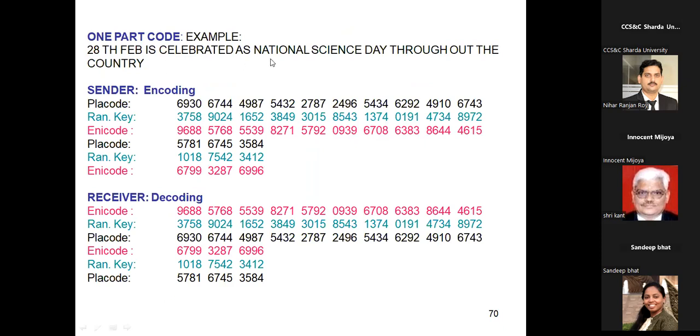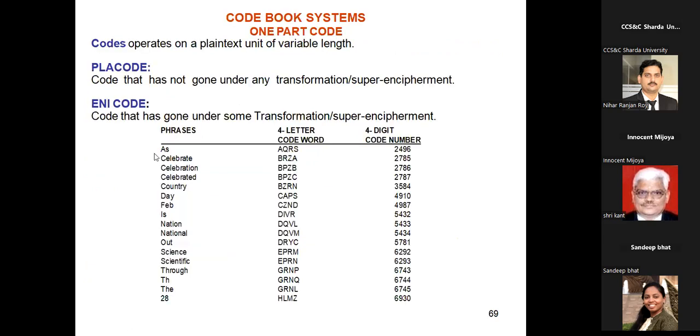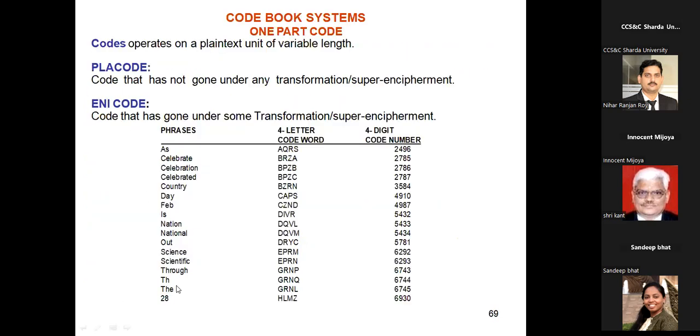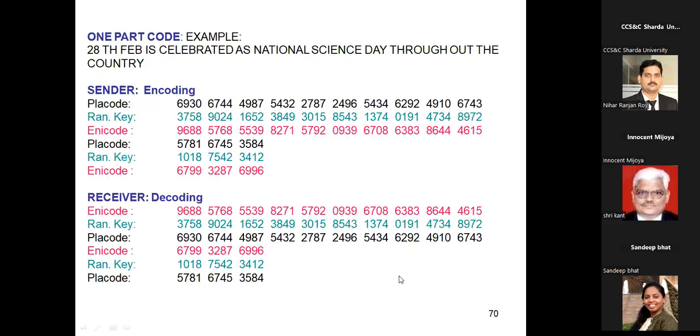Now I've taken the message: 28th Feb is celebrated as National Science Day throughout the country. Everybody knows that. 28th, if you look, 28 is what? 6930. TH is what? 6744. Like this, I have allotted a code to the entire message. This black one is the code.